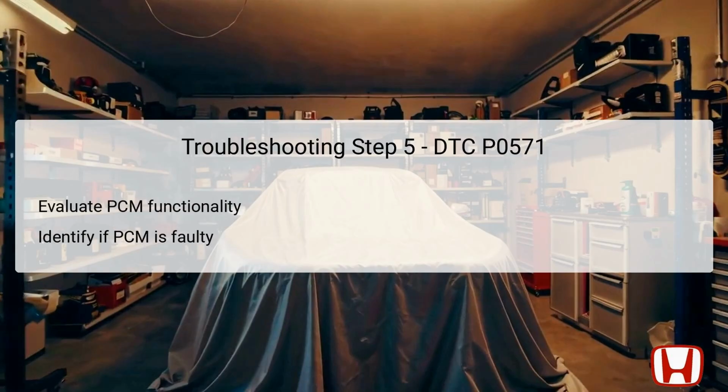The final step in troubleshooting DTC P0571 is to evaluate the functionality of the powertrain control module, PCM. If all previous inspection items returned normal results, it leads to the conclusion that the PCM may be at fault. Evaluating the PCM involves checking for any error codes that may indicate an internal failure or malfunction. If a problem with the PCM is confirmed, it may require replacement or reprogramming to restore functionality.